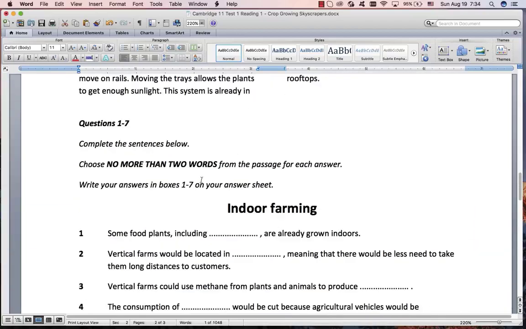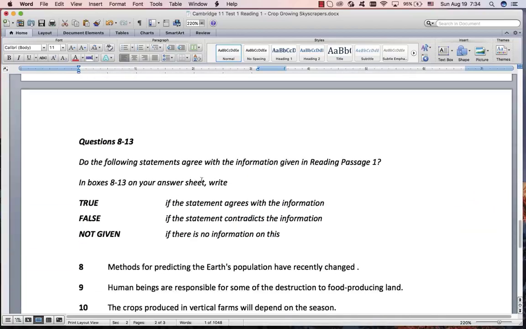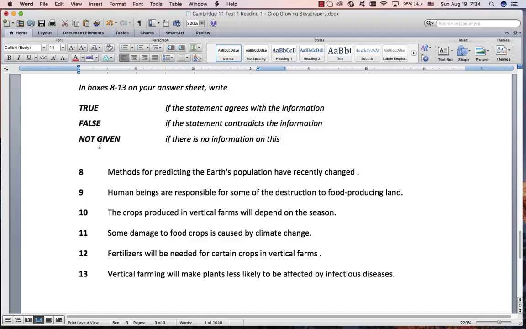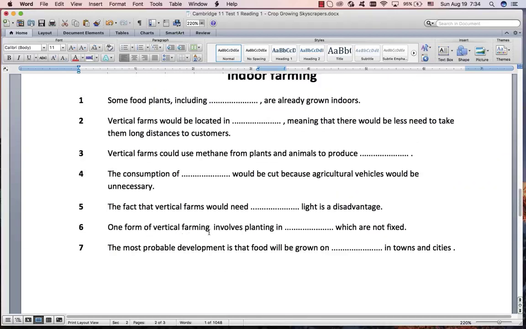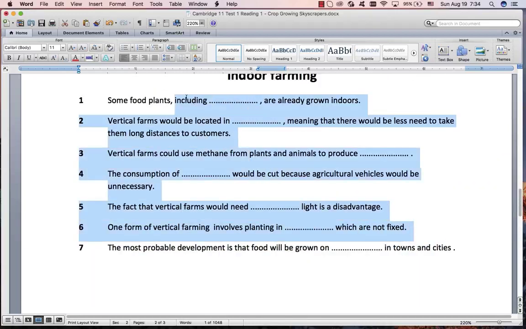And that gives you some very important information. What does it tell you? It tells you they've started again at the beginning with the True/False/Not Given. And that probably means that this is from everywhere.